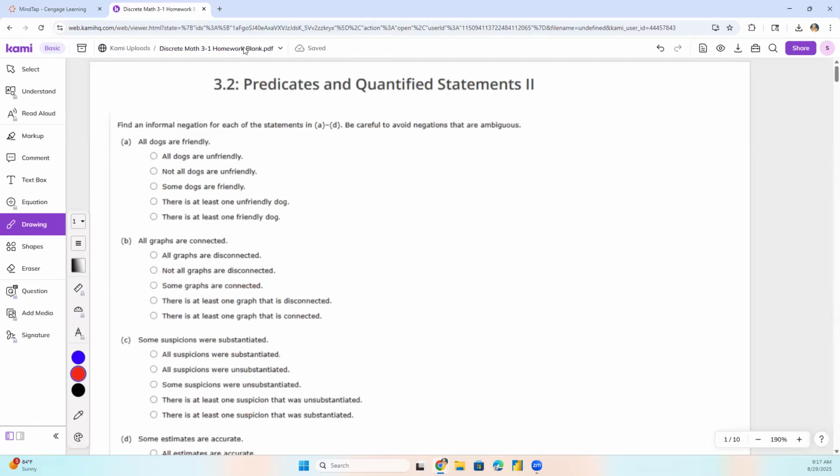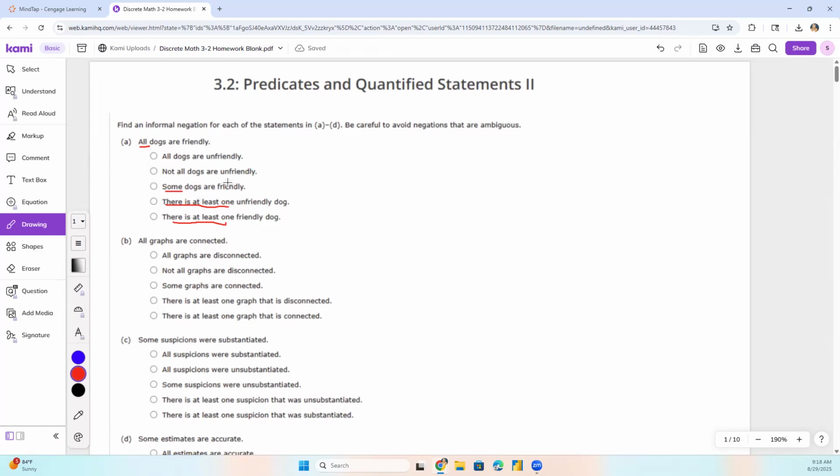So for now, homework questions, 3.2. This is the 3.2 homework that I would like to discuss with you. For questions A through B, we are going to negate these sentences. "All dogs are friendly." I know that "all" is going to change to "some" or "there's at least one." So either "some" or "there's at least one" is how I negate the "all" statement. So the negation of "all dogs are friendly" is "there's at least one dog that is not friendly," or "there are some dogs that are not friendly."